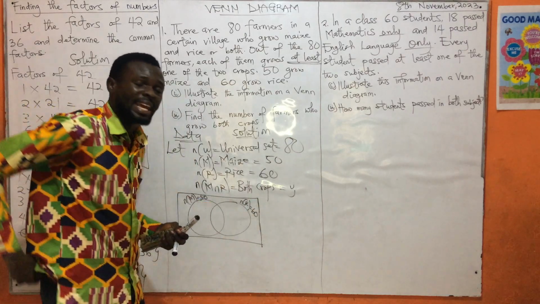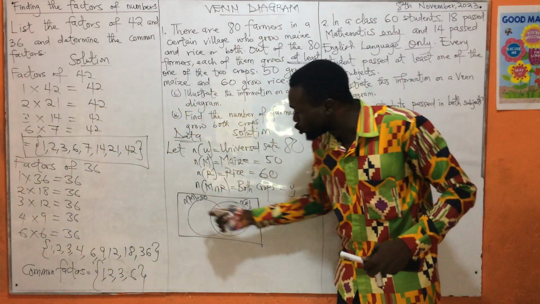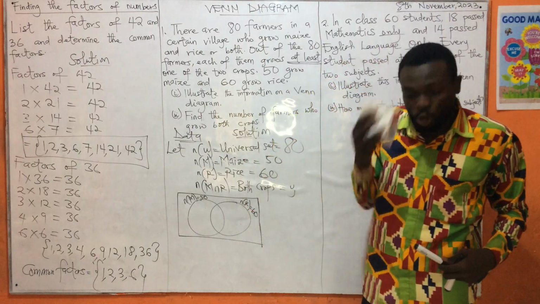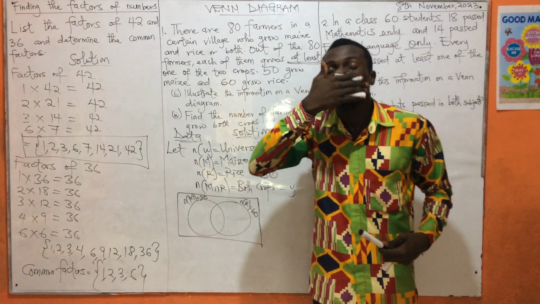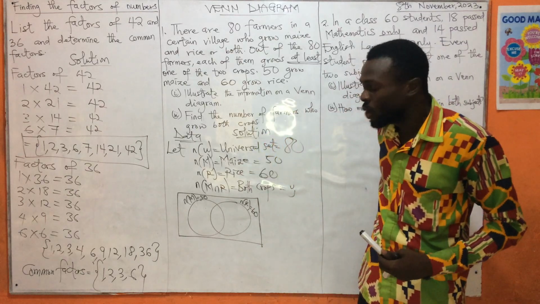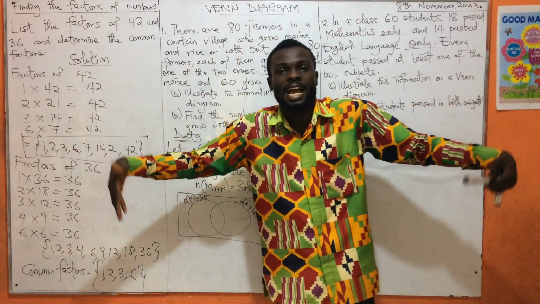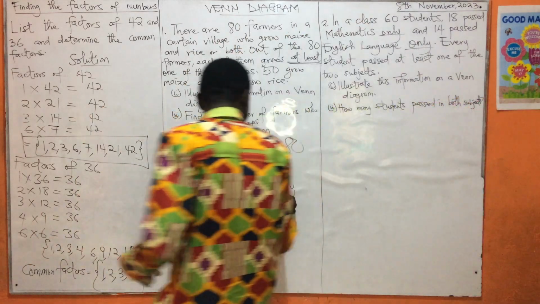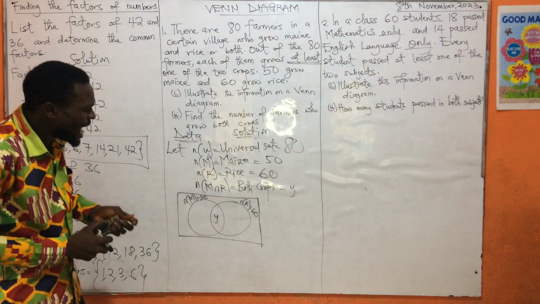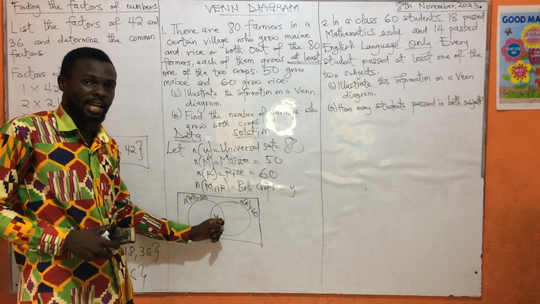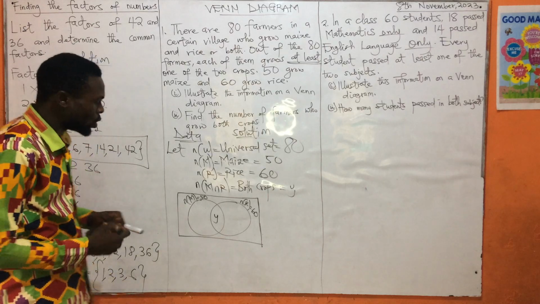Then both crops is the intersection. That means they belong to maize and they also belong to rice, or they grew maize and they also grew rice. These people we call the intersectors or the mediators. They are in the middle, so we bring the y to this place. Now, the moment we bring the y to the middle, our job is almost at an end.